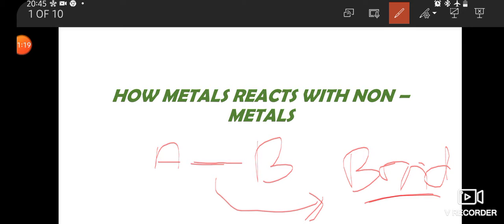The force which holds a number of atoms together within the compound is called a chemical bond. Again, the force which holds a number of atoms together within the compound is called a chemical bond. When any metal attaches with non-metals, a bond is formed.